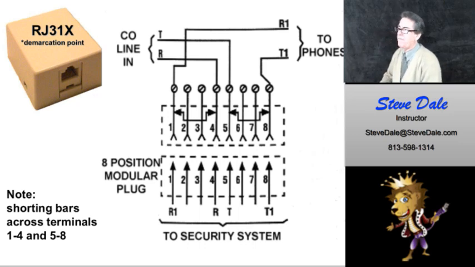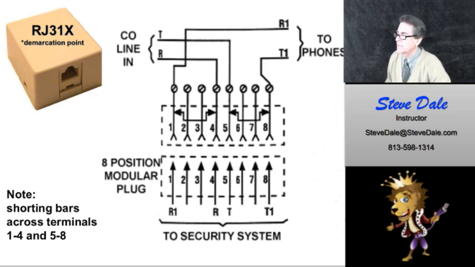So if pin 4 and 5 is the hot coming in from the CO, the tip and ring, the actual voltage on the dial tone. If that 4 and 5 gets hooked up to 2, 3, 6, or 7, those are blank. They don't go anywhere. They're just dead. They're just on the terminal block.